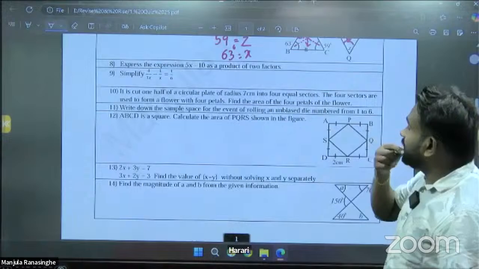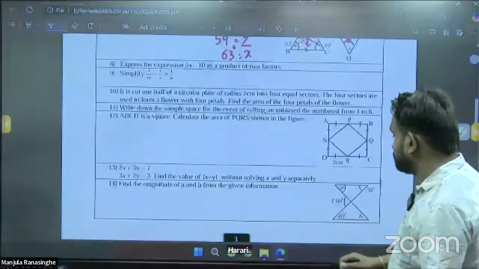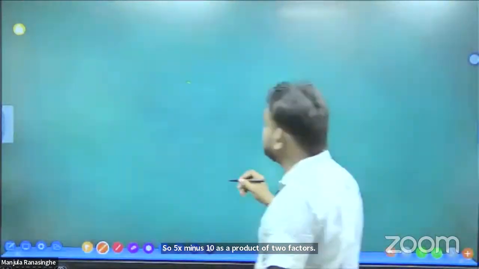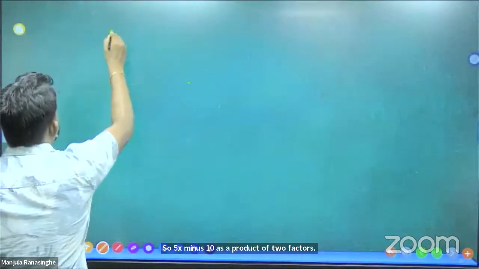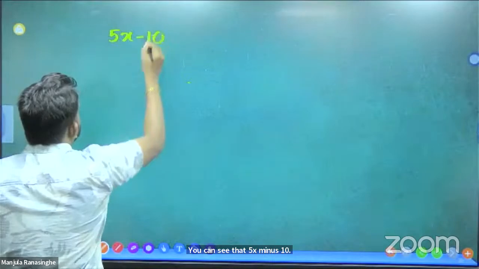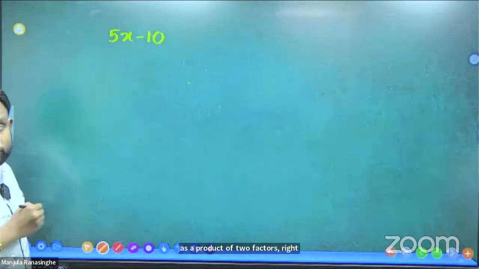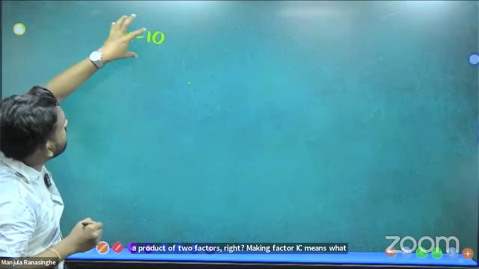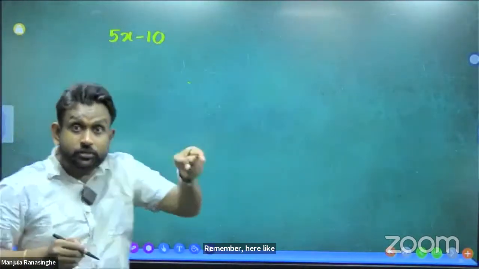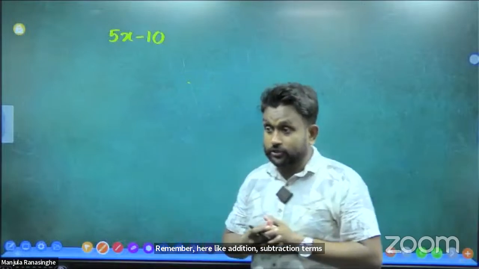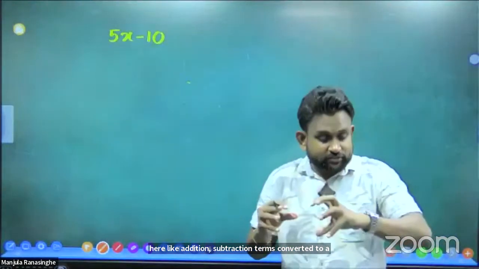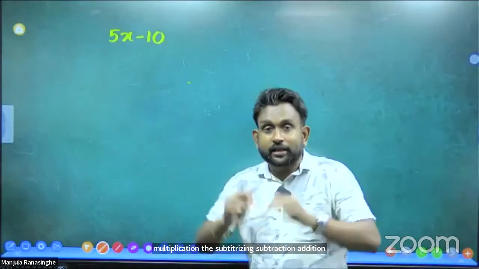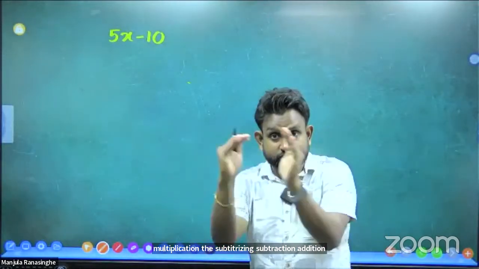So 5x minus 10 as a product of two factors. Right, factorizing means what? Remember, addition and subtraction terms are converted to a multiplication. Factorizing means converting addition and subtraction into multiplication, where factors are multiplied.